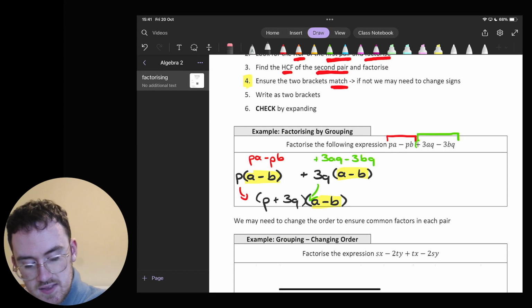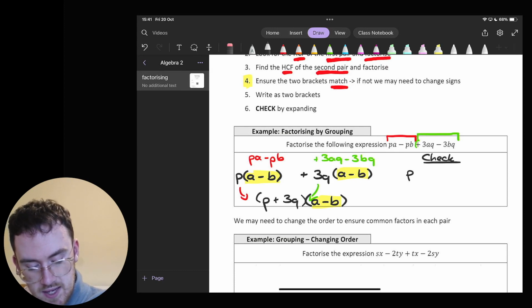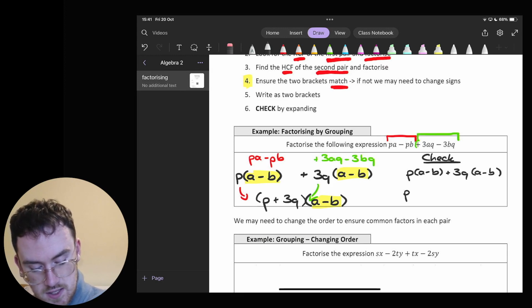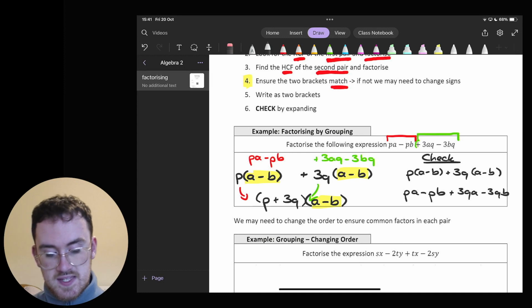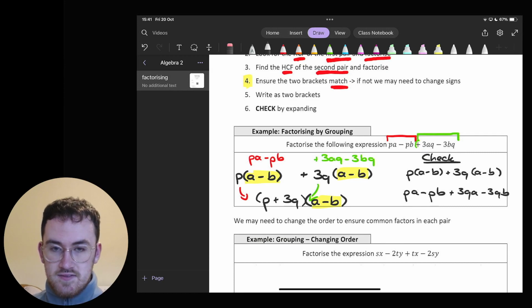If we want to check that, then we just multiply out our brackets. The first step will bring me back to the second line that I had, and we should remember how to multiply that out from our algebra: pa minus pb plus 3qa minus 3qb, which gives me the same answer, with maybe some of the letters swapped around, but that's not going to change the value of the expression at all.